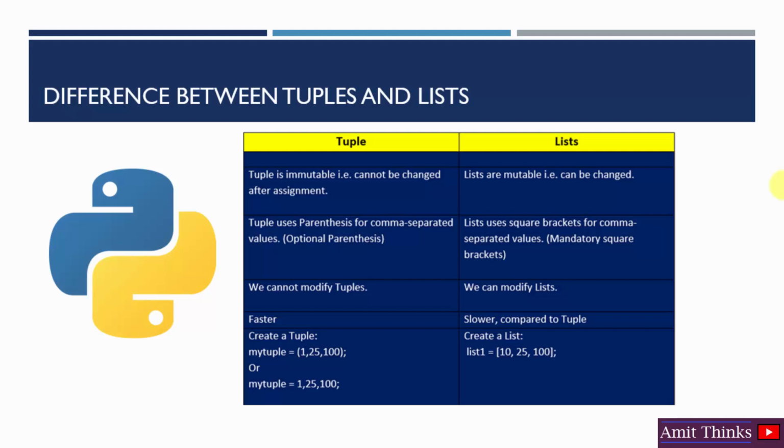Tuples basically use parentheses, it's optional, you can also avoid it, but list includes comma separated values, and list uses square brackets for comma separated values, and it is mandatory to add square brackets. We cannot modify tuples and we can modify list, I told you. Tuples are considered faster than list. You can create a tuple like this using parentheses, or you can also avoid it. It is optional, but to create a list you need to add these square brackets.